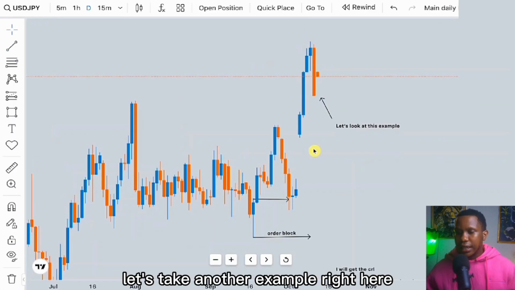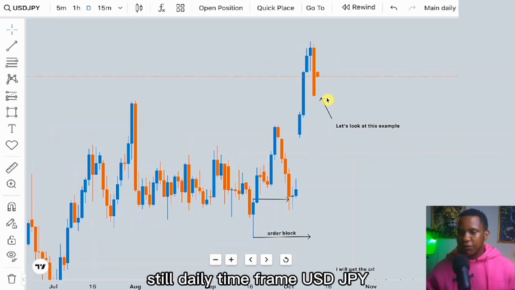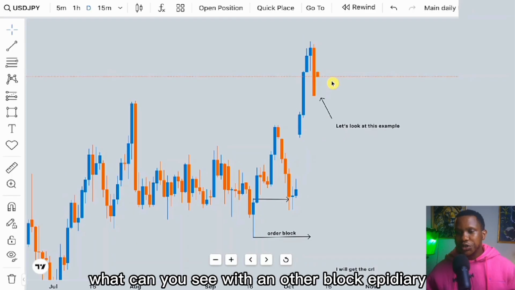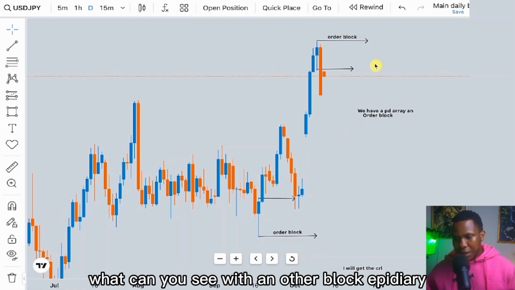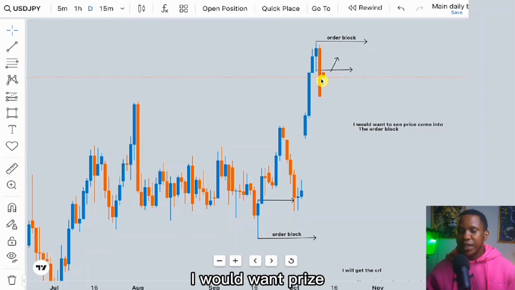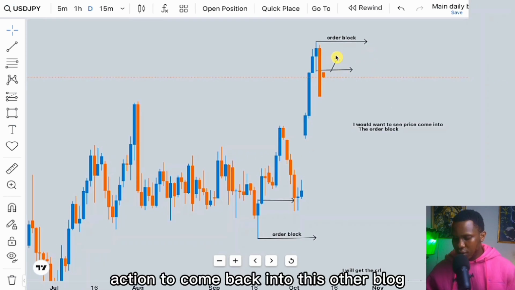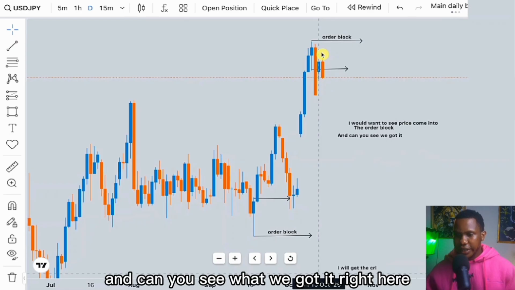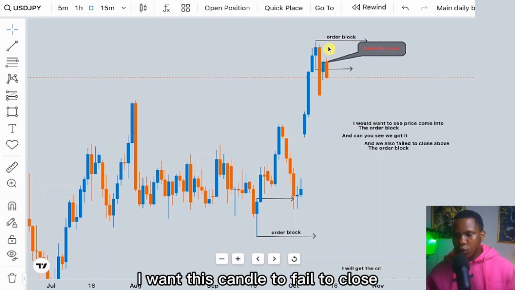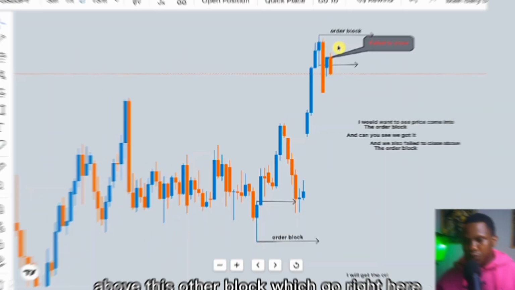Let's take another example right here. Still daily time frame USDJPY. What can you see? An order block, a PD array. I would want price action to come back into this order block. And can you see we got it right here? I want this candle to fail to close above this order block, which will go right here.